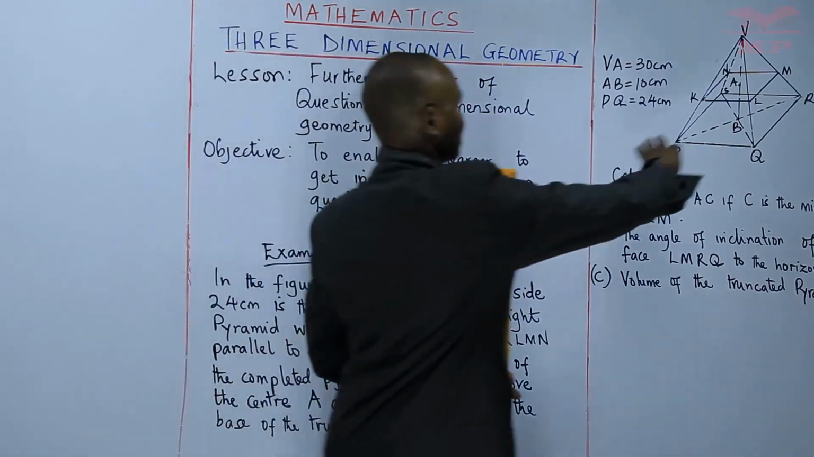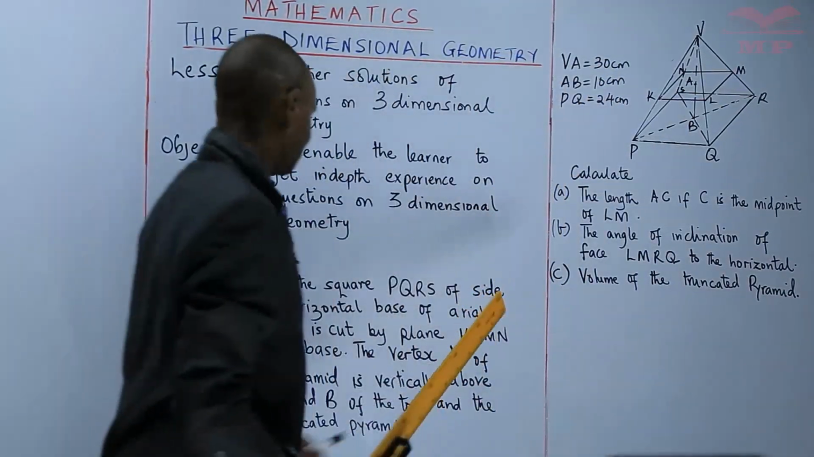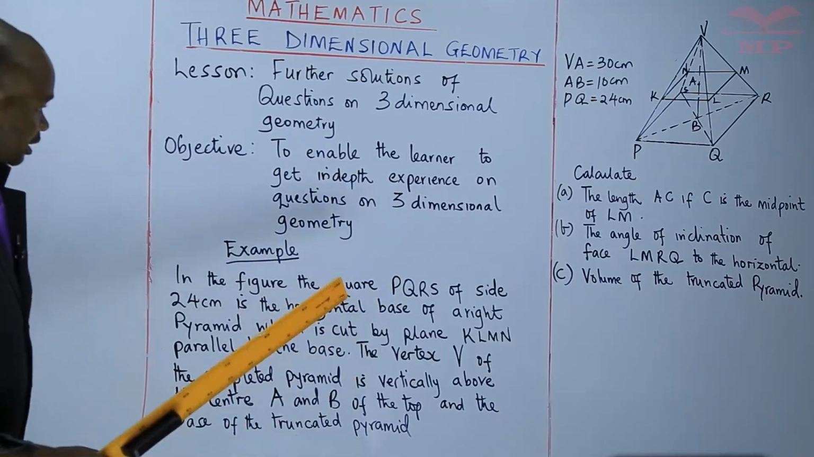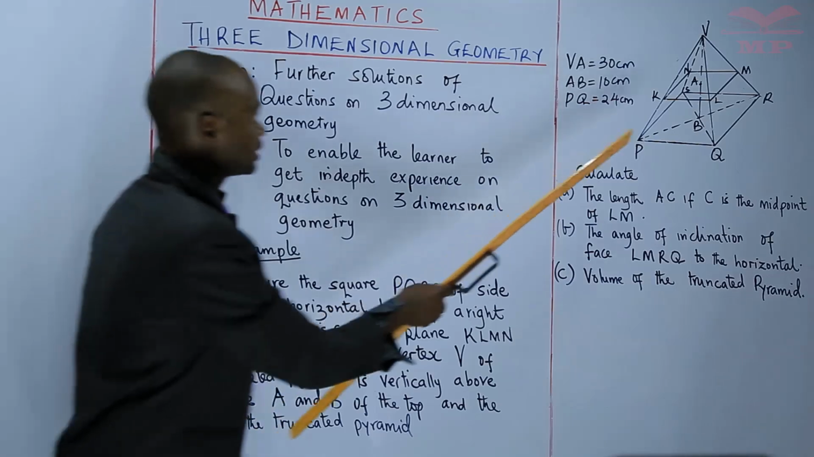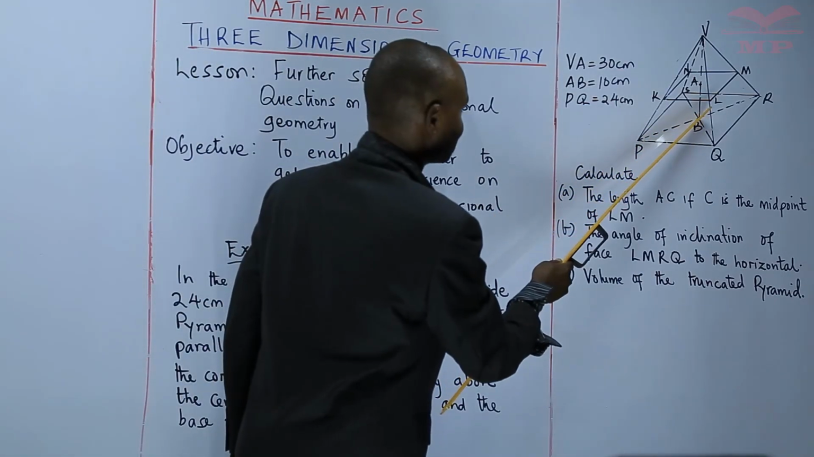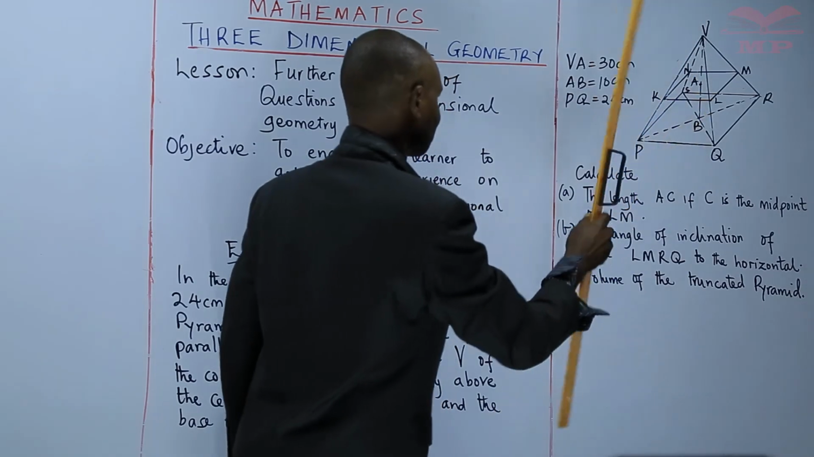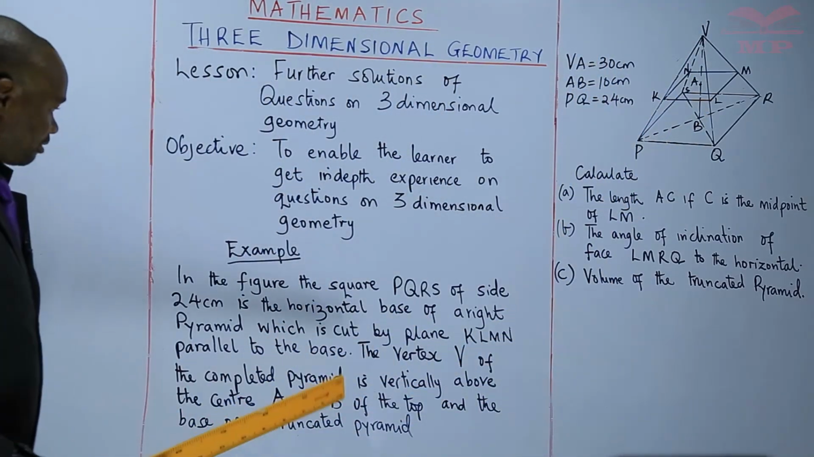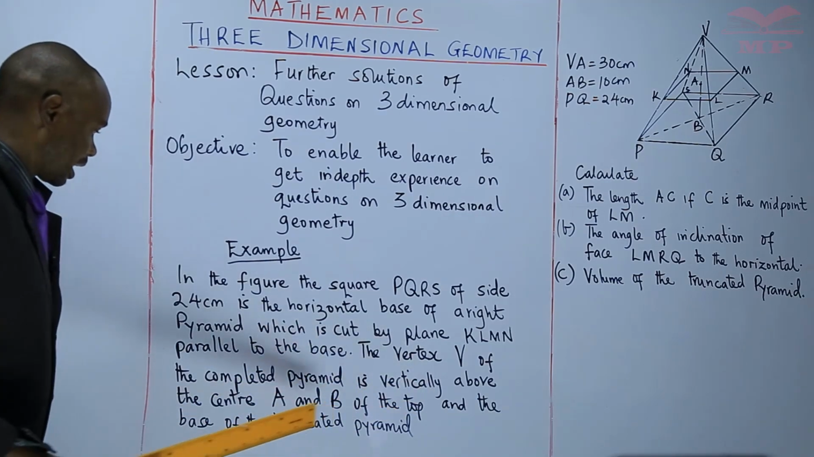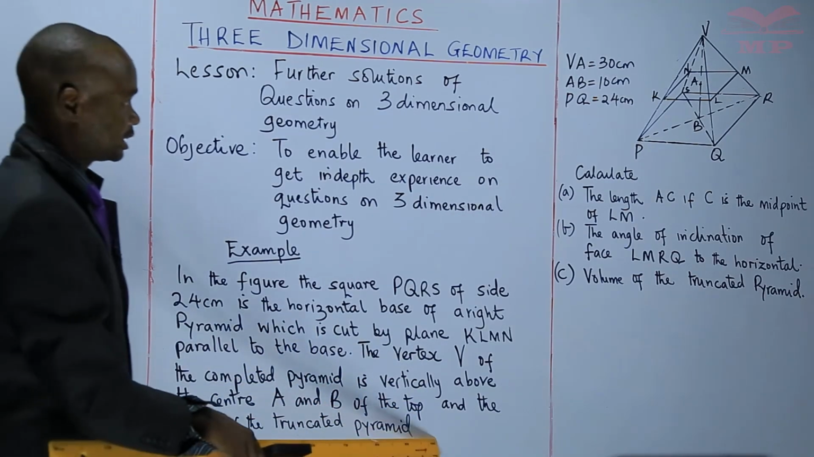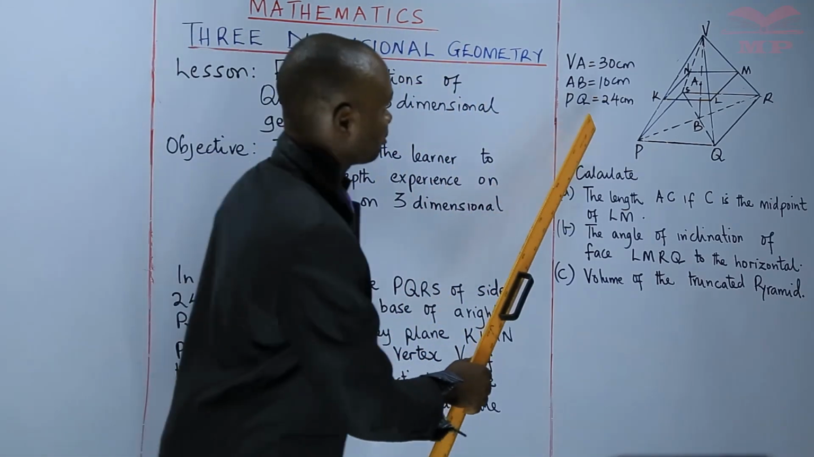You know, if I cut here, it's not complete. But if you complete the pyramid, you arrive at V. So the vertex V of the completed pyramid is vertically above the center of that square at the bottom and the plane. So you can draw a line. They are collinear. It's directly above, vertically above A and B of the top and the base of the truncated pyramid.